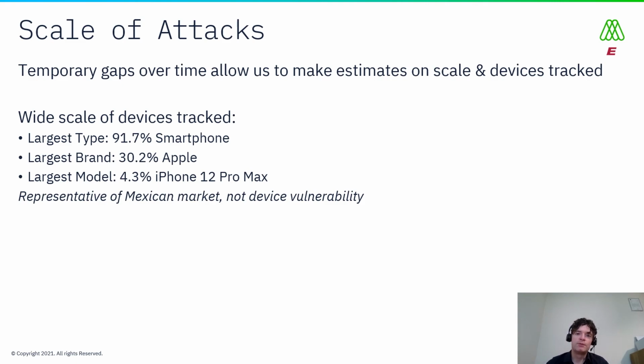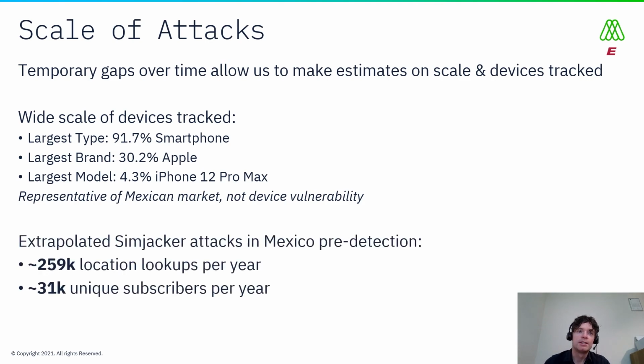As well as that, these brief periods of time also allow us to make estimates of the scale of devices, and essentially the number of people who would normally be tracked. So assuming a world where there was no protection in place, say pre-2019, we would have estimated roughly around 250, 260,000 location lookups per year. And given the fact that some people are targeted multiple times, we estimated around 31,000 unique subscribers per year were being targeted by the system.